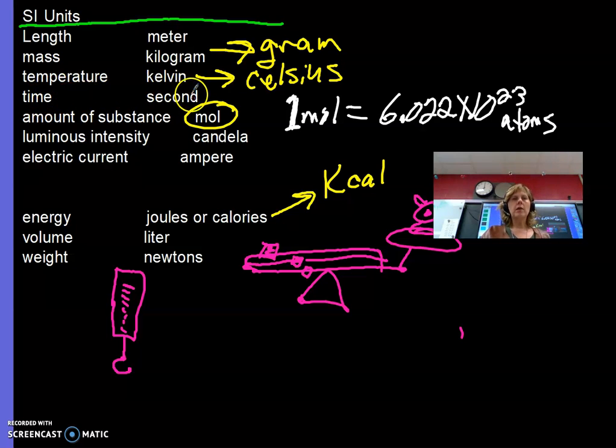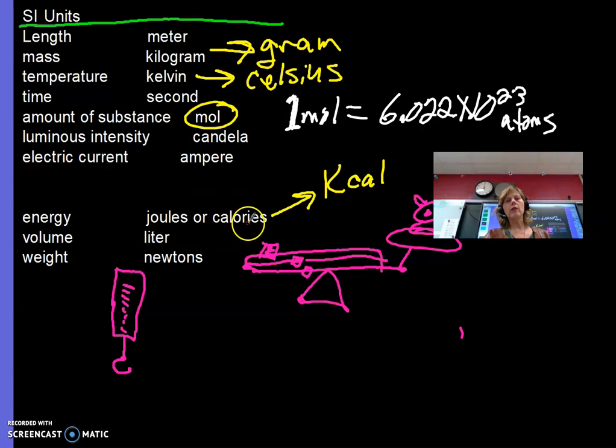The unit of time is seconds. The amount of a substance is a mole. We are going to talk about that a little bit later in the year. Luminous intensity, how bright something is, technically candelas. Electrical current, amperes, and then energy. Maybe you talked about this in 9th grade physical science. We have joules or calories.